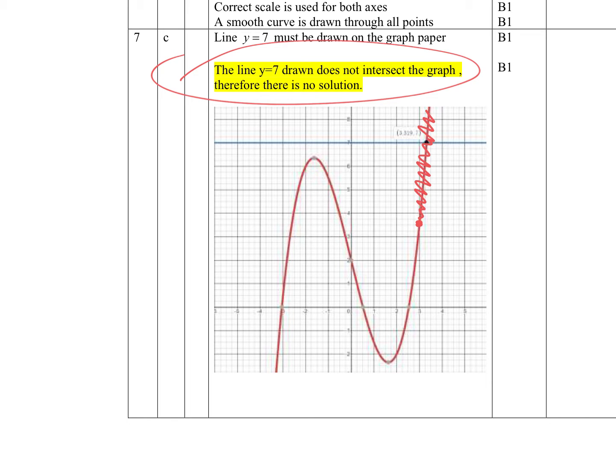But it still intersects, though. So that's not the x-axis. Joe, what question is that? So you end here. Your graph is only until here. But when you draw the line y equals 7, it doesn't cut at all. Joe, what question is that? C. This is part C.